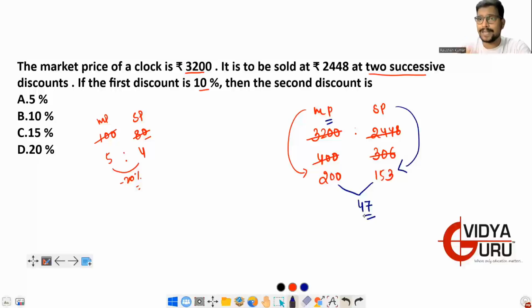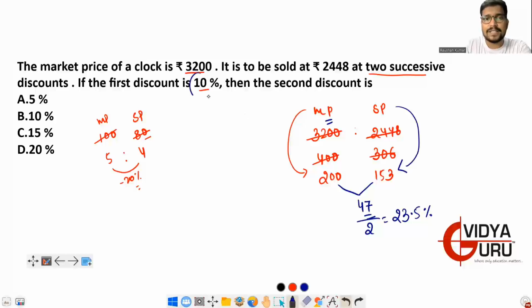Okay, so this is not the percentage. We can't say that we are getting a 47% discount. No, we are getting 47 discount out of 200. So out of 100 it will be how much? It will be divided by 2. It means we can say this part is 23.5%. We are getting a discount right here. Now try to understand the concept here.